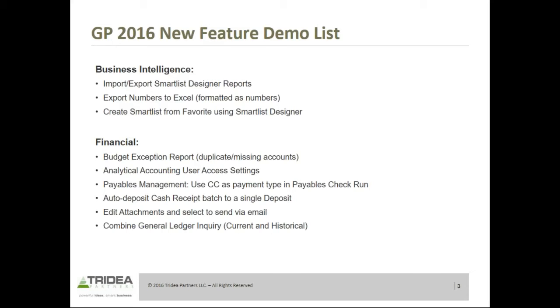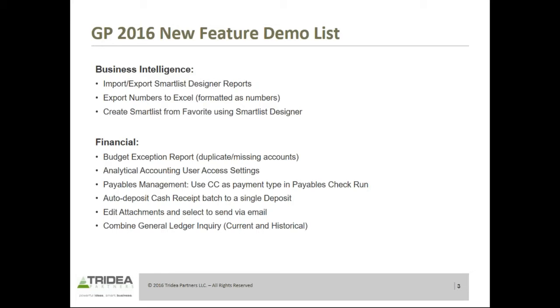So when we talk about the new feature list that we'll demo today, under the business intelligence area, we're going to look at how you can now import and export Smartlist Designer reports. We'll look at how you can now export numbers to Excel in formatted formats. We're going to look at how you can create Smartlist from favorites using Smartlist Designer.